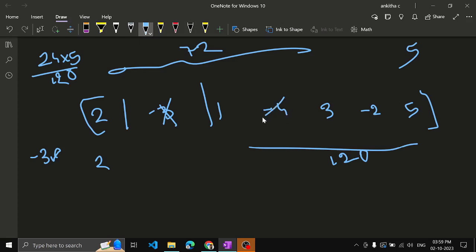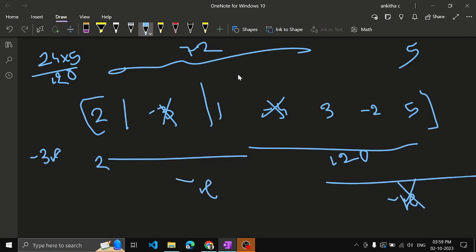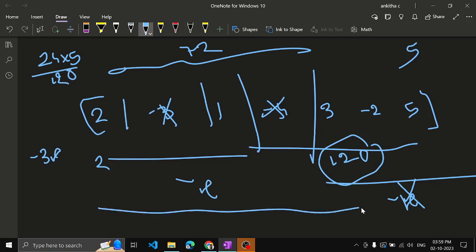Again, if you exclude minus 4 also, there are two parts: one is from 2 to 1, another is from 3, minus 2, 5. That will be negative, of course, so we will not take it into consideration. 2 into minus 3 into 1 is again negative, because in this partition you have one negative. So the maximum product 120 we have found. If you implement the same thing by finding the product from left to right and right to left, you will get 120 as the answer.